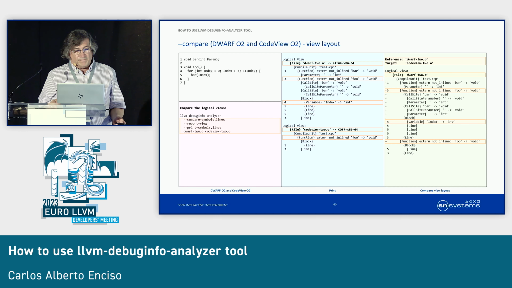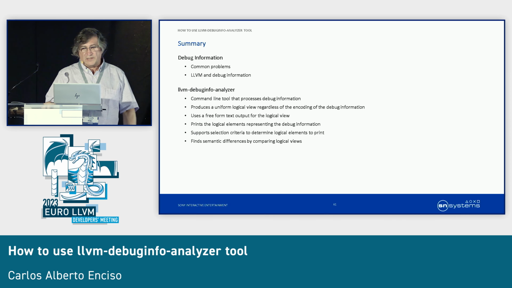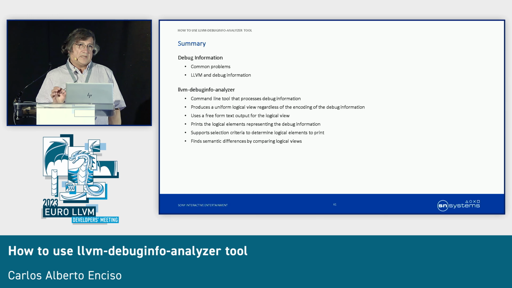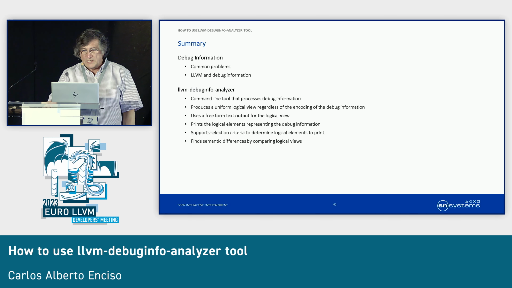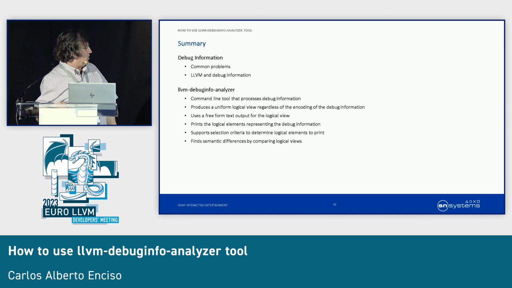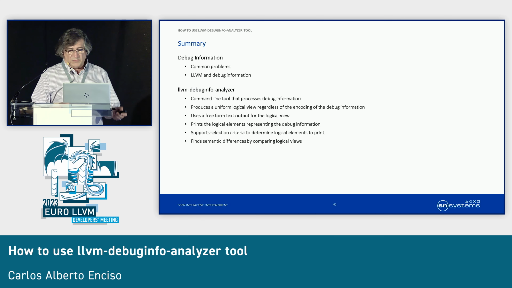And doing a little bit of summary in general, we have covered common problems with debug info in LLVM. We have covered the debuginfo-analyzer, which is a command line tool that processes debug information. The important aspects are that the logical view is a universal representation independent of the low-level encodings of the debug info, and we can find semantic differences and so on.